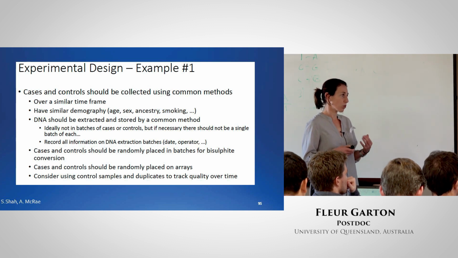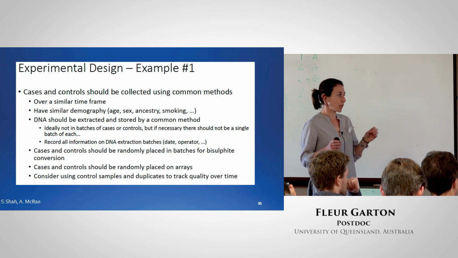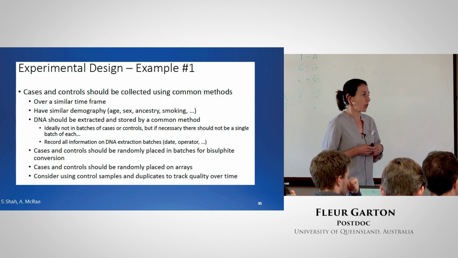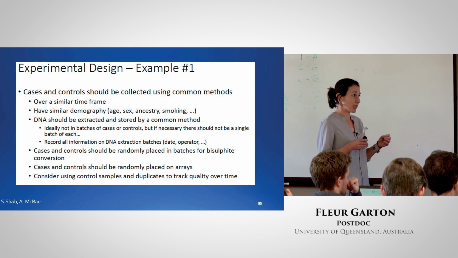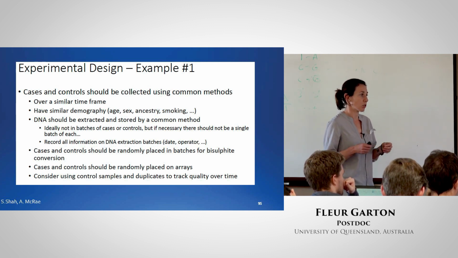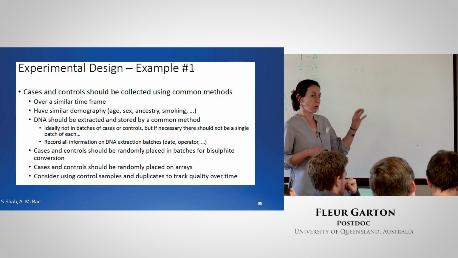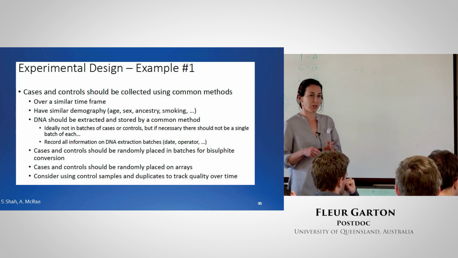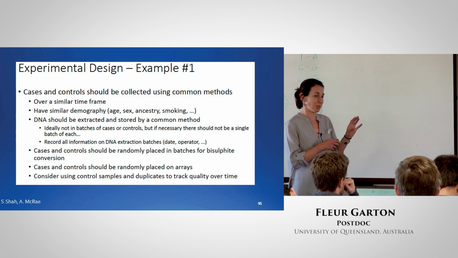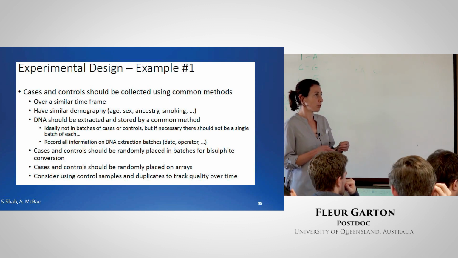Ideally, you want to record all the information on the DNA extraction. You want to randomly place cases and controls for the bisulfite conversion, randomly place them on arrays, and also consider using control samples and duplicates to track quality over time. These are important points because our lab has worked quite a lot with this methylation data, and these are things they've picked up along the way that are helpful.